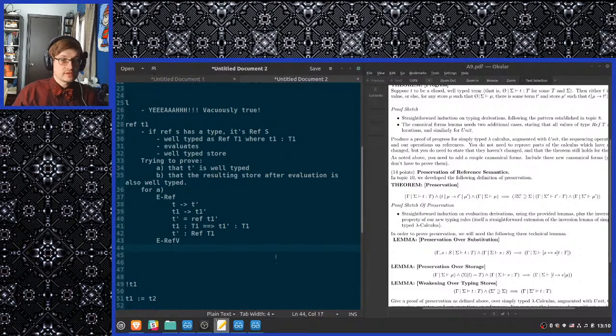So in the case of ref v then, we know that t is equal to ref v1 now instead of t1, so it's a reference of a value. We know that t1 is v1, sure. T prime is a location, right?